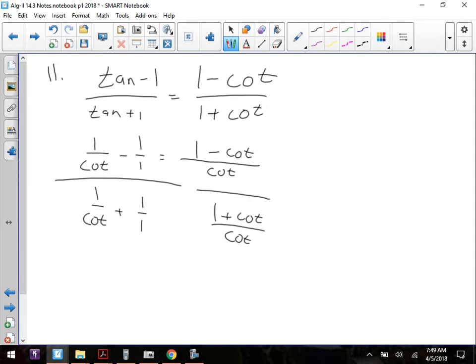What do you do when you have a fraction divided by a fraction? You multiply by the reciprocal. So then this becomes times cotangent plus 1. And there you go. Of all of them, even for me, I did this problem 4 times before I figured it out. And it's one of those that, I'm sure you've heard this, the struggle is real. So the struggle was technically real on that one.